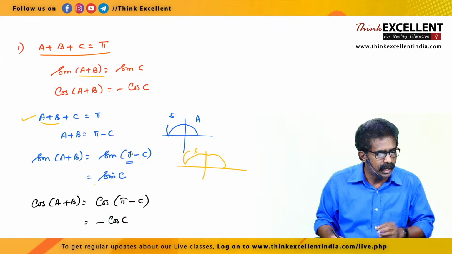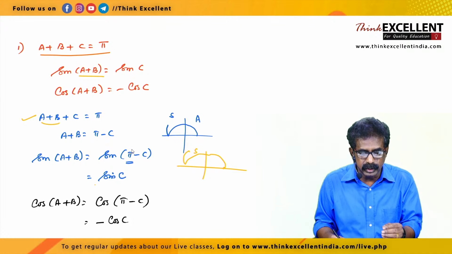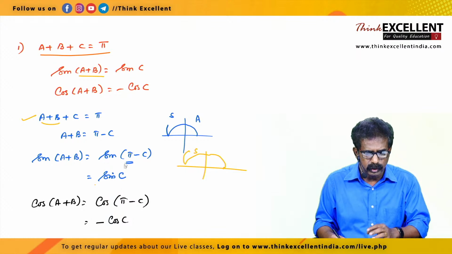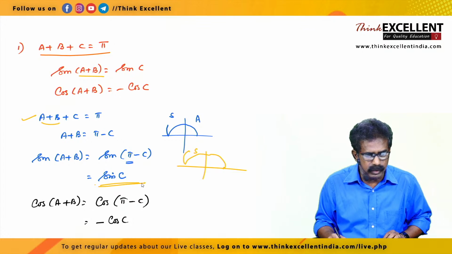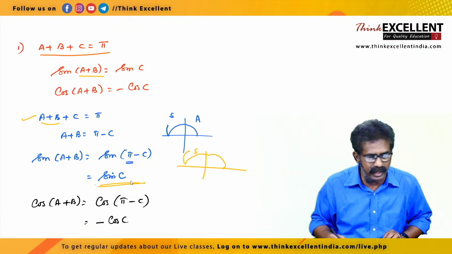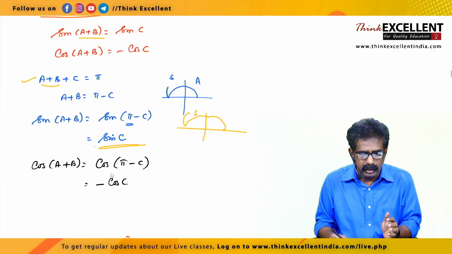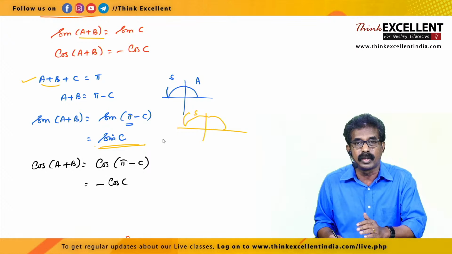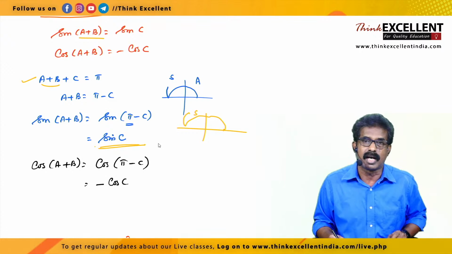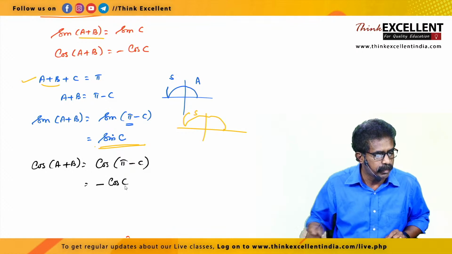Since it is pi, that is 180, which is 90 into 2, even number, so write the same ratio. So your answer is sin C itself, right? Same way, cos A plus B. Why did I put negative, you know? Pi minus C is in the second quadrant. Only sin is positive, so cos must be negative. So that's the reason it is minus cos C.